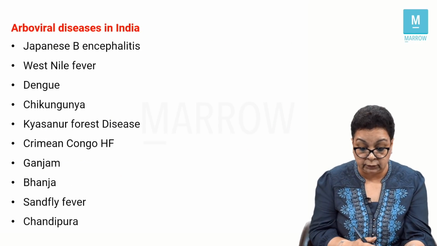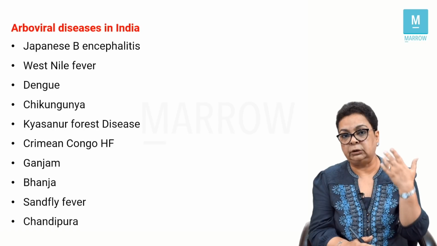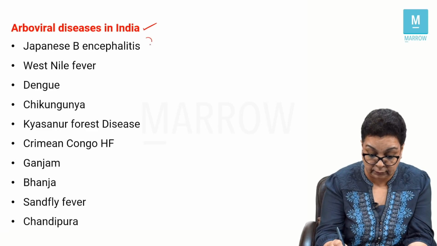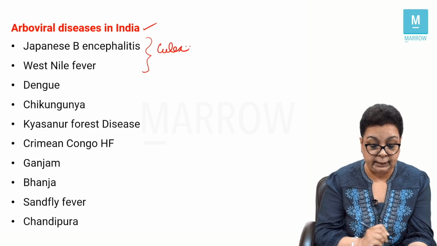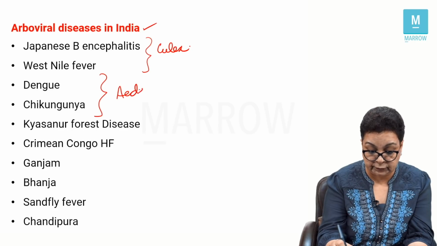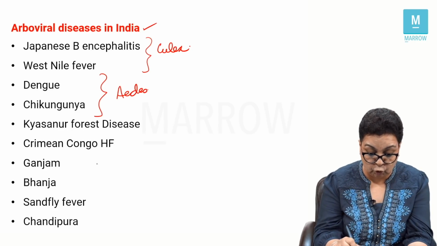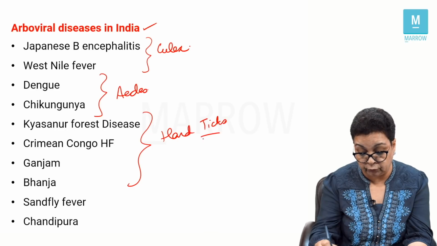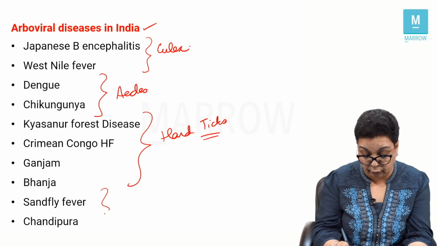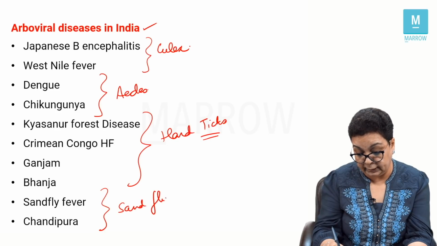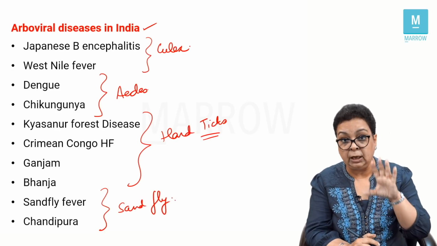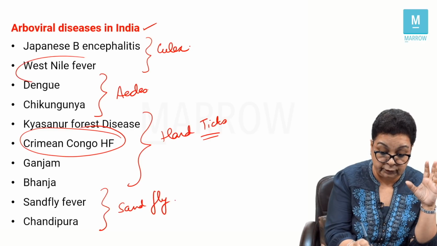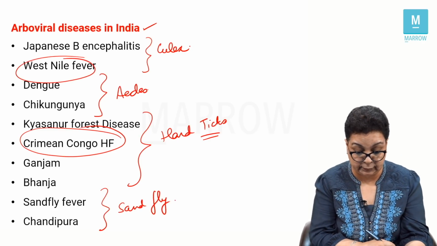So just quick, this is a list of the important arboviral diseases which are reported in India. Japanese encephalitis and West Nile, their vectors are Culex. Dengue and chikungunya, these are transmitted by Aedes. KFD, Crimean-Congo, Ganjam and Bhanja, these are transmitted by hard ticks. These are all reported from India. Sandfly fever and Chandipura encephalitis, of course, these are transmitted by sandfly. So this is an important list. Please remember, West Nile, Crimean-Congo, all these are important causes of arboviral diseases in India.